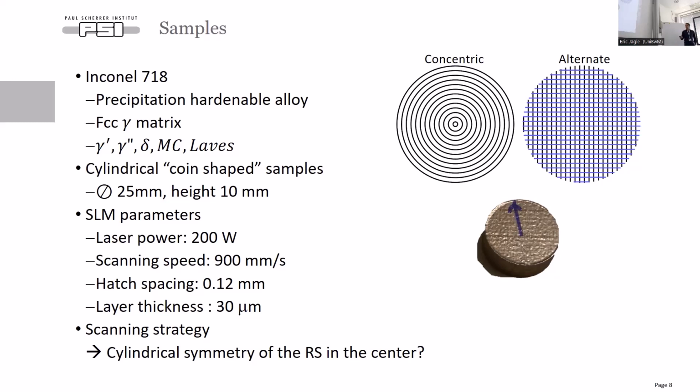We used this simple geometry of the samples, and we created two different scanning strategies. Why we chose this kind of weird strategy is that we tried to achieve symmetrical stresses in the center, because to evaluate the complete stresses, we need three components, but we have only two banks for the neutron diffraction. So with this, maybe we can get cylindrical symmetry in the center, and we can measure just those two components.